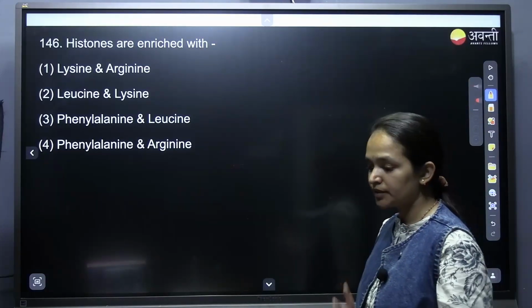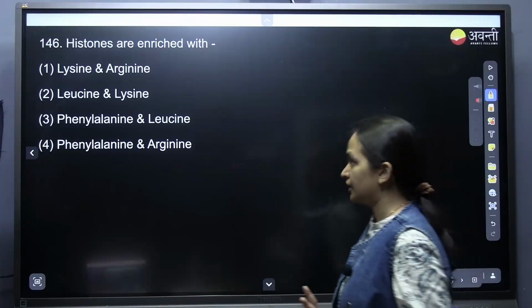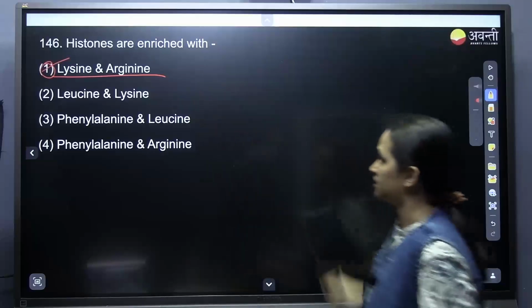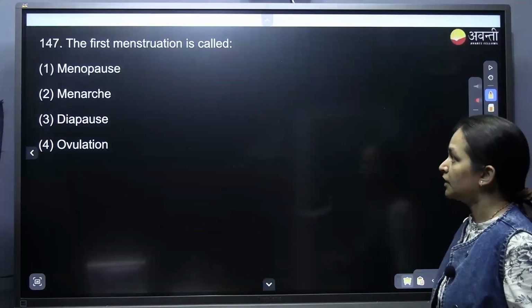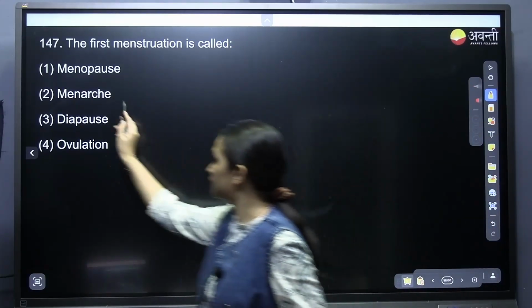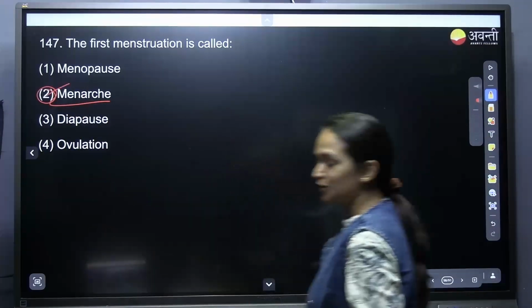Histones are enriched with lysine and arginine. Lysine and arginine, those are basic amino acids. First menstruation is called menarche. Menarche. Very good. 2025 easy paper. Easy paper it is, yes.